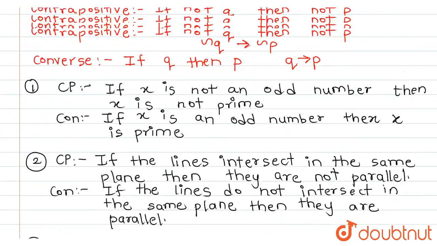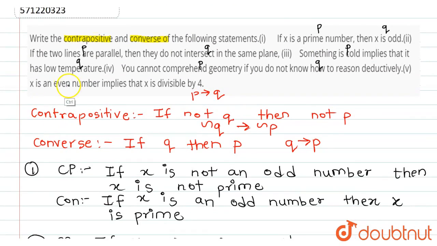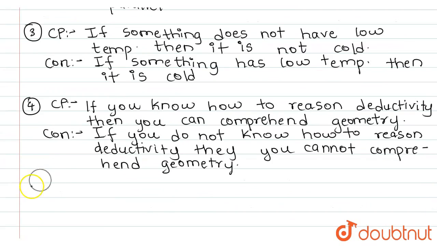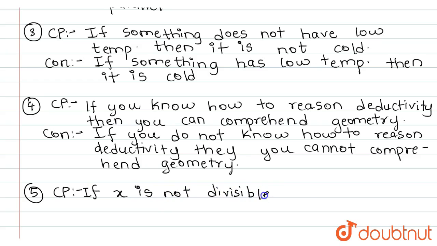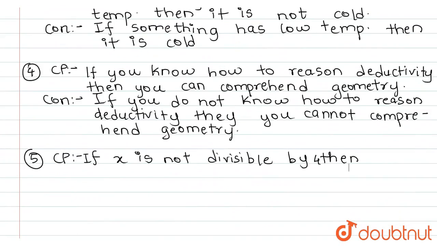Now moving to the last statement, statement 5. X is an even number, this is P, implies that X is divisible by 4, this is Q. Okay, so for the contrapositive: if X is not divisible by 4, then X is not an even number.